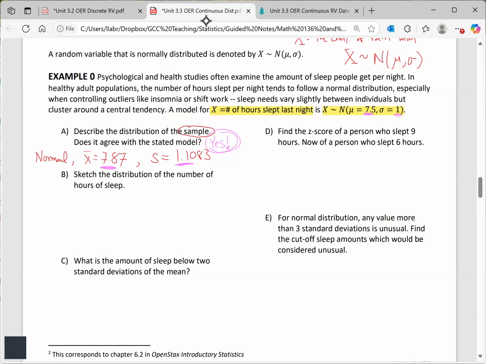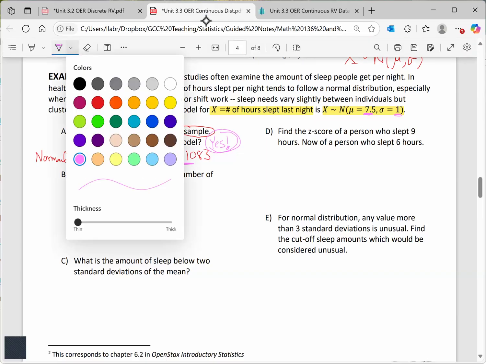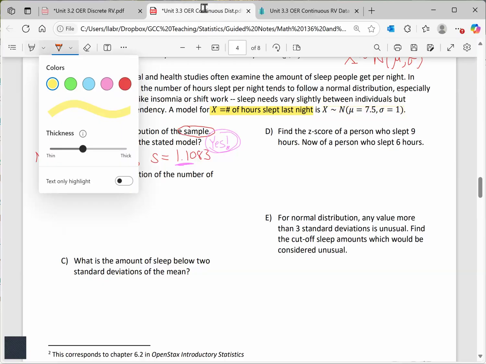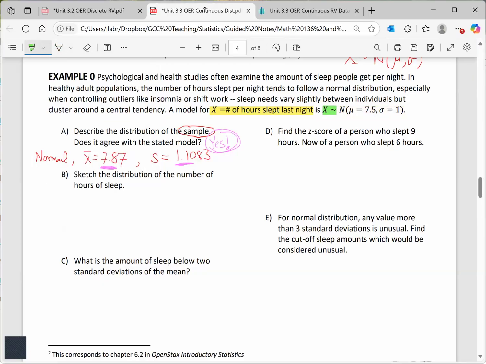All right, let's go ahead and do part B, sketch the distribution of the number of hours slept. So this is where we're actually going to use our model. I'm not going to use my sample anymore. I'm going to say, well, we're claiming that I know how this amount of sleep is going to behave. It's going to behave according to this statement right here. The amount of sleep is supposedly normal, has a center of 7.5 with spread of 1.